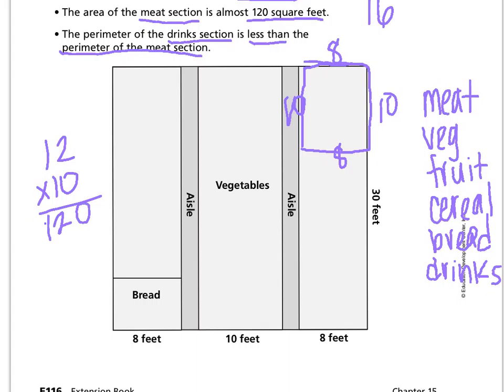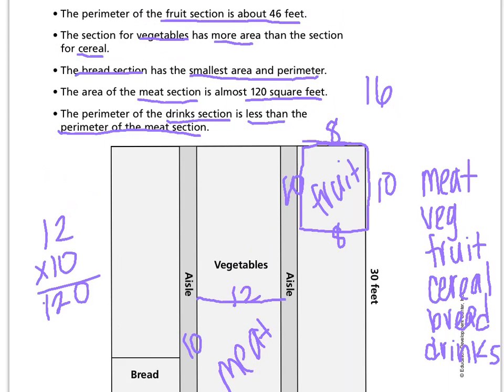The only way you can get 10 on a side and 12 is if you took it out of the middle section, and you could have a 10 by 12, and that would be the meat section. Looking back at the clues, you know that you've taken care of the perimeter, and you know that you've taken care of the meat section area.